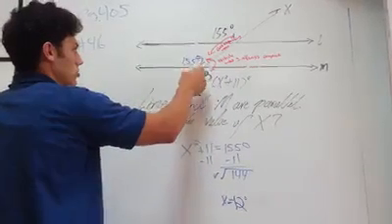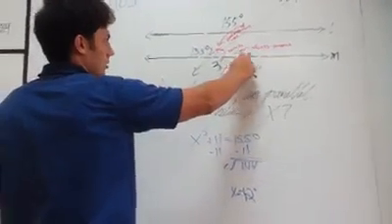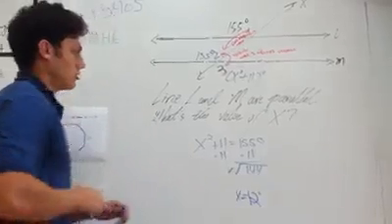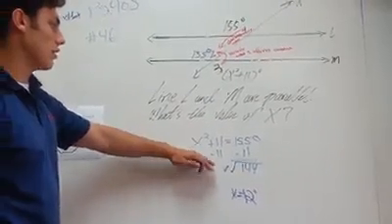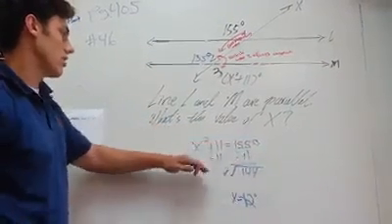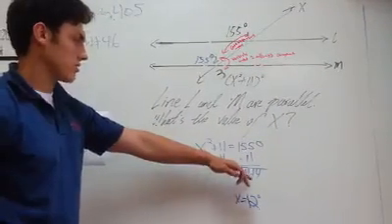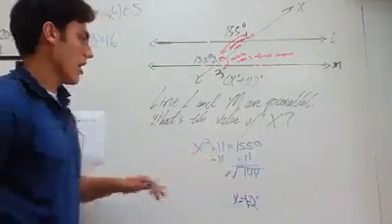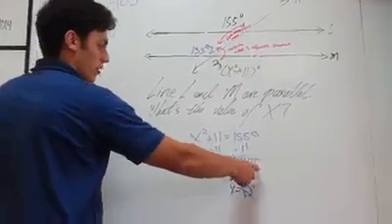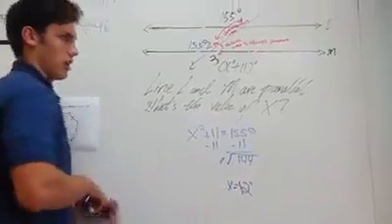Since angle 2 and angle 3 are vertical angles, which means always congruent, you would take x squared plus 11 equals 155 degrees. You subtract 11 from each side, and it comes out to x squared equals 144. You take the square root of 144, which equals 12, and the answer will be 12.